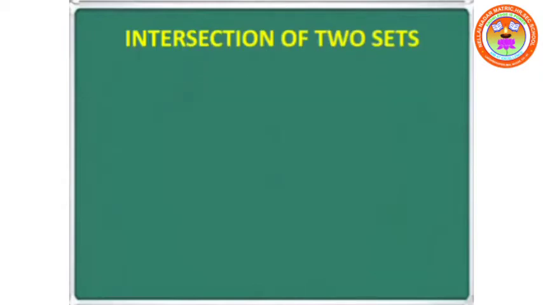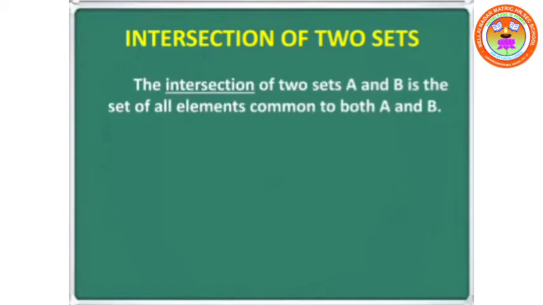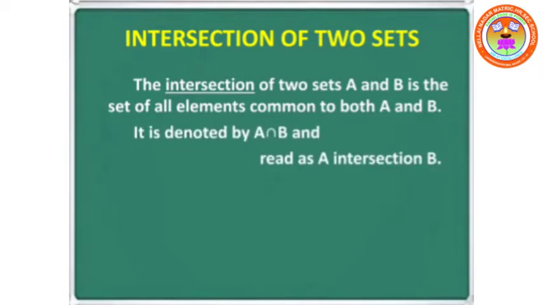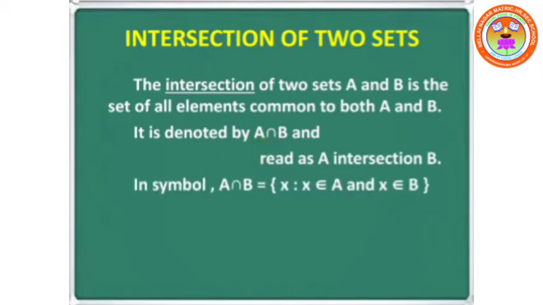Next one, intersection of two sets. The intersection of two sets A and B is the set of all elements common to both A and B. It is denoted by A intersection B and read as A intersection B. This is the symbol for intersection. In symbols, A intersection B is equal to the set of all x such that x belongs to A and x belongs to B. The elements should lie in both the sets.